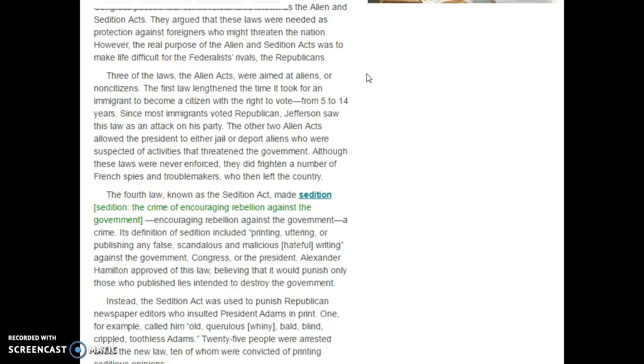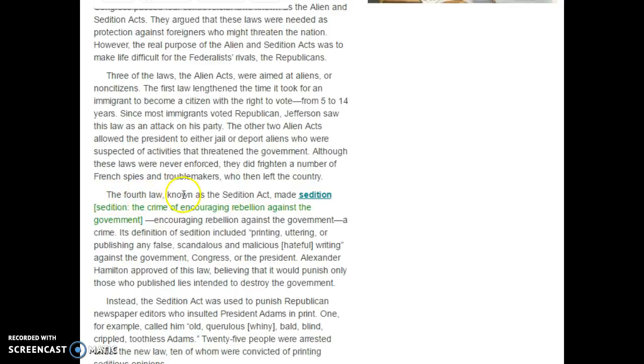The other 2 Alien Acts allowed the president to either jail or deport aliens who were suspected of activities that threatened the government. Although these laws were never enforced, they did frighten a number of French spies and troublemakers, who then left the country.